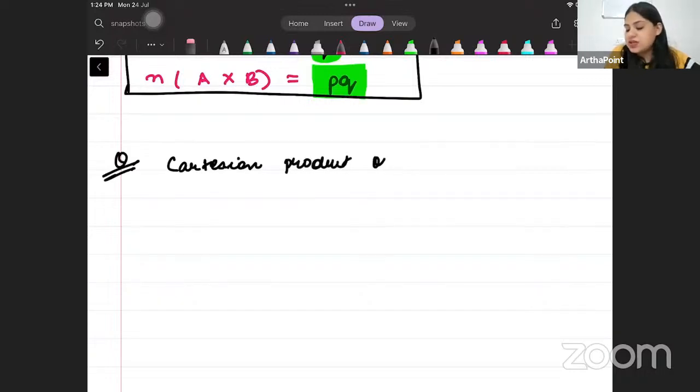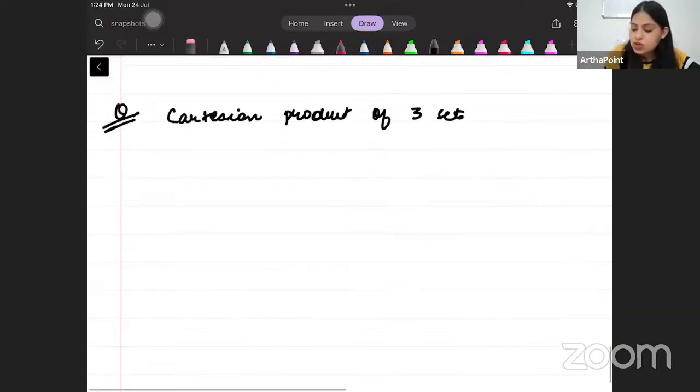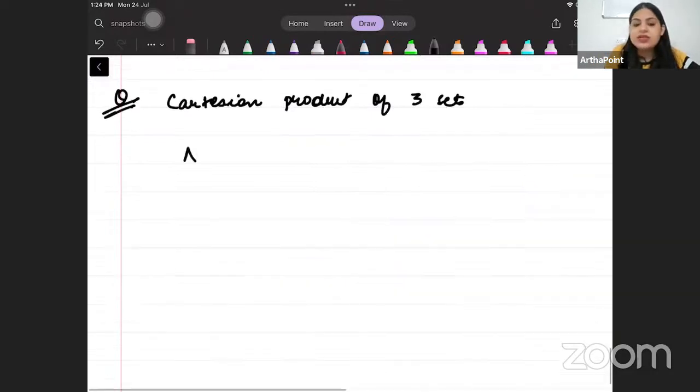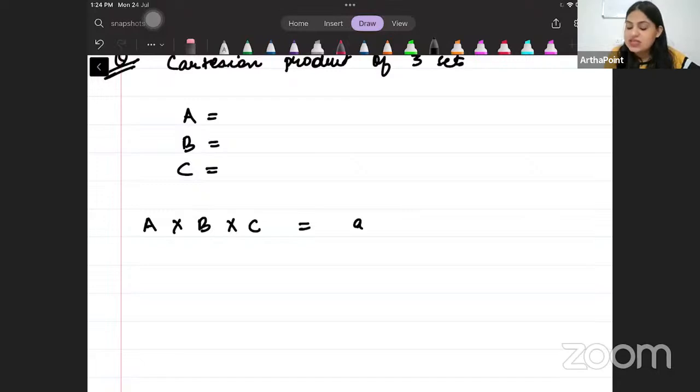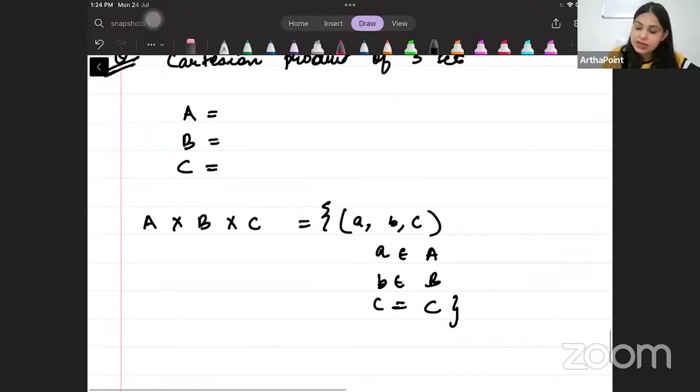of 3 sets. So how do we find the Cartesian product if we have 3 sets? So what will happen, beta? Suppose A is one set, right? B is another set, right? C is another set. ठीक है? तो बेटा A cross B cross C में क्या करोगे? You will have it like this: a, b, c. इस order में आएंगे elements such that a belongs to A, b belongs to B, and c belongs to C. एक example ले लेते हैं.